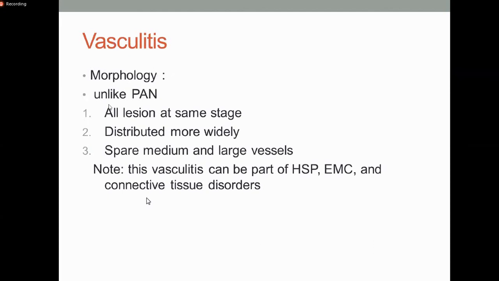How do we differentiate this type of vasculitis from PAN? All lesions are at the same stage, but they are distributed more widely. This spares medium and large vessels. This small vessel vasculitis can be part of Henoch-Schönlein purpura and connective tissue disorders as well. So this can be part of any complexes.